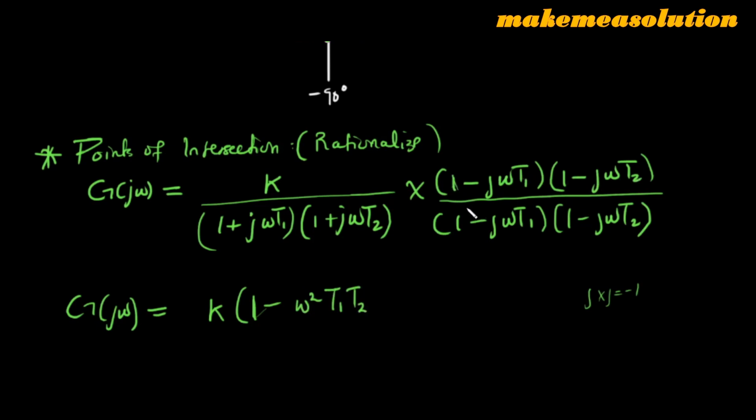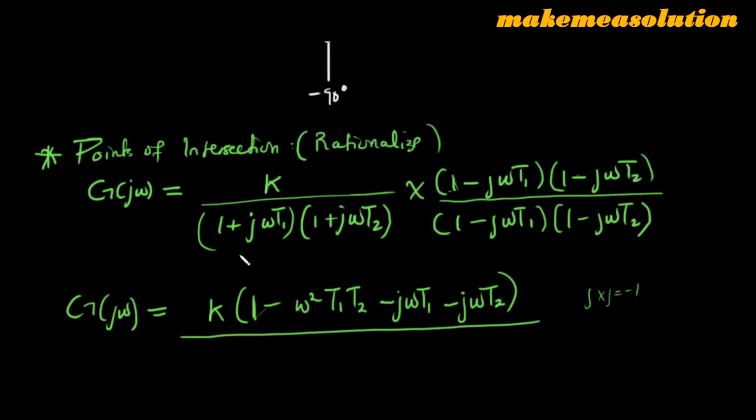So I did this times this first, then this times this, then I can now do the cross product. Minus j omega T1 times 1 gives me minus j omega T1, and 1 times the other one gives you minus j omega T2. Is that okay? I hope you understand. You can try to settle down and expand this on your own and see what you get.